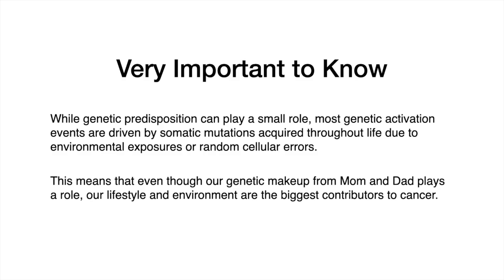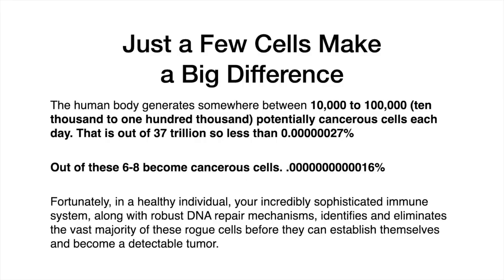So it's important to know that while your genetics set your predisposition for things, they are not the major role in this. It's actually the environmental exposures. So even though Mom and Dad gave you something that can lead to cancer, it's what you do with it that makes the difference. That's important to know. Okay, so just a few cells make a big difference. But every day in your body, you produce about 37 trillion different cells.